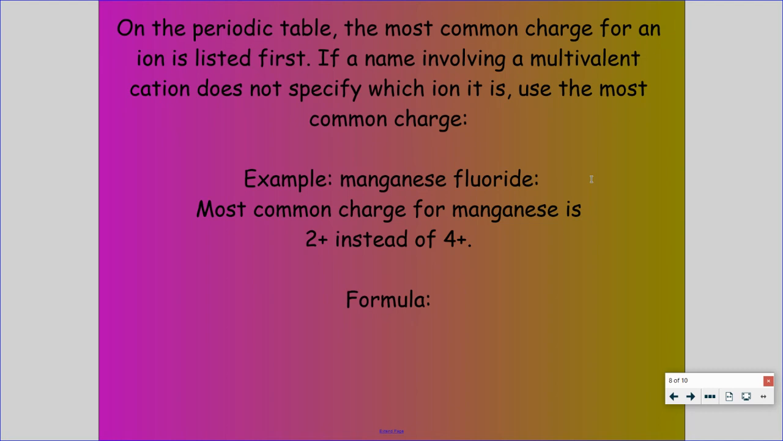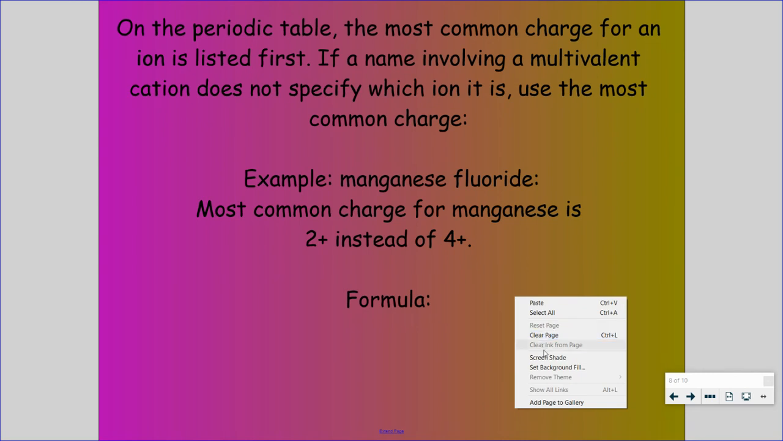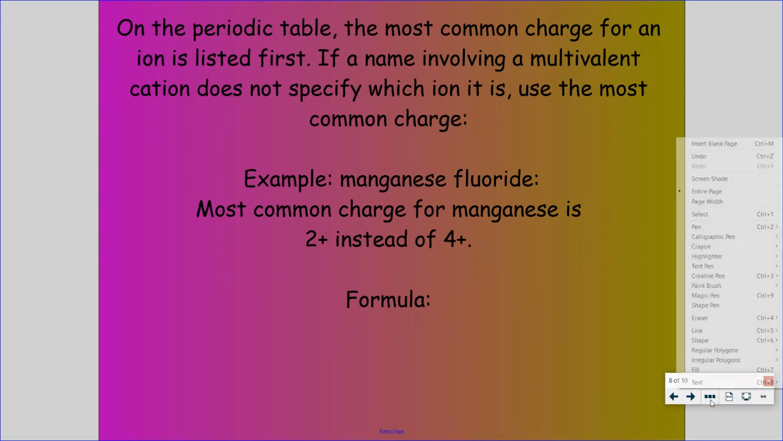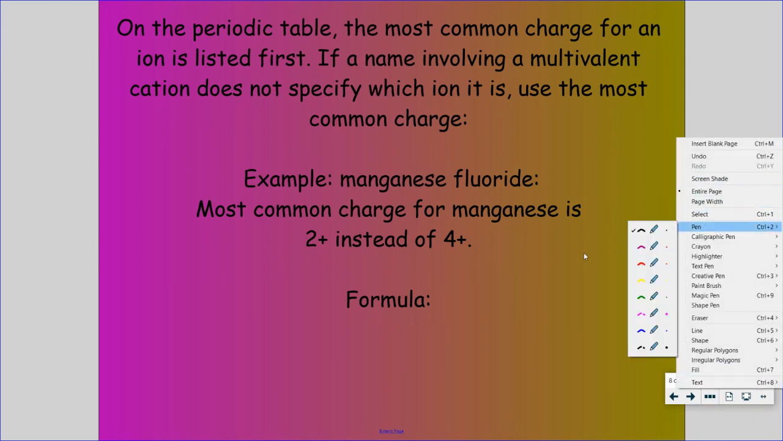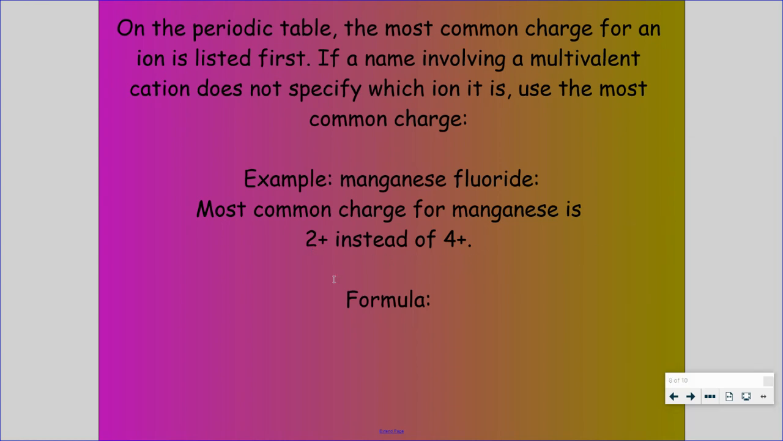So for example, manganese fluoride. If I said, there's a compound of manganese fluoride, what does it make when it comes together with blank? Manganese actually has 2 charges, 2 plus and 4 plus. If I didn't tell you which one it is, you can just assume that I mean the most common one, which is this one right here, 2 plus. So fluoride is 1 negative, so you would then just write MnF2. It's an ionic compound, so I'm going to go solid.